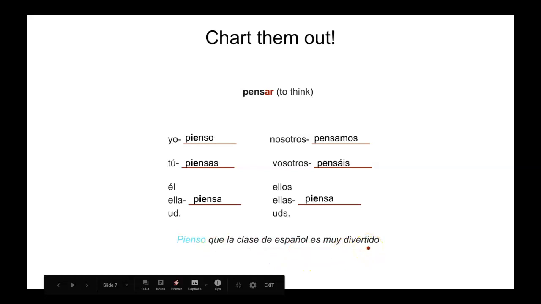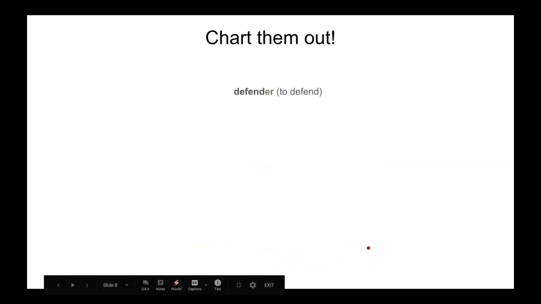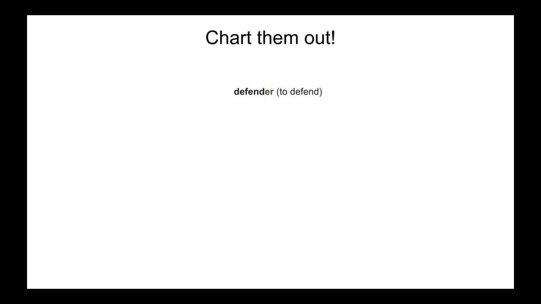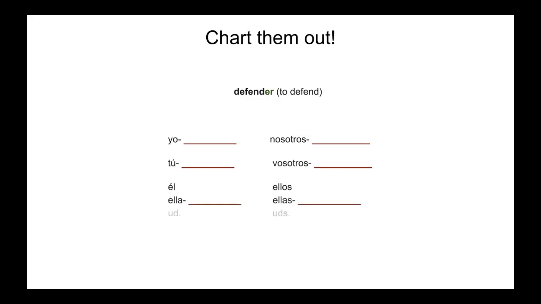Yo también pienso así. All right, chart it out. Defender. We are charting them out, guys. Okay, yo form. Tú form. Él, ella, usted. Nosotros. Vosotros. Ellos, ellas, ustedes.